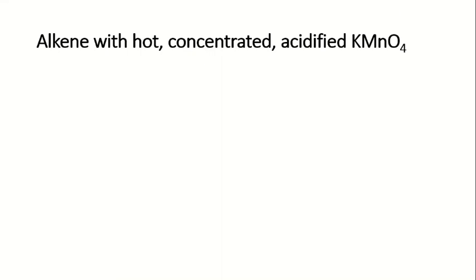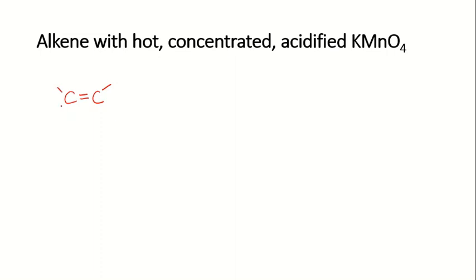Now, alkenes can be oxidized when they react with hot concentrated acidified KMnO4. So in this video, we are going to look at how to predict the products of reaction between alkenes and hot concentrated acidified KMnO4. I'm going to give a few examples of different types of alkene. Now, the first one will be an alkene with a double bond.